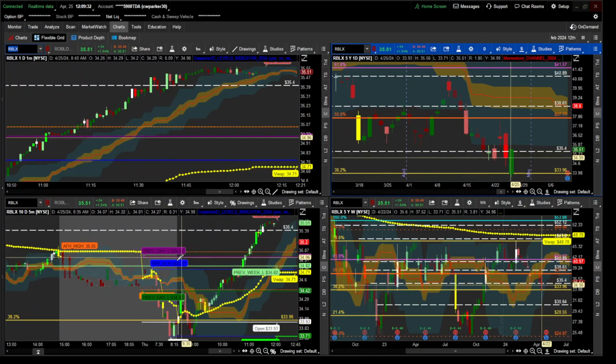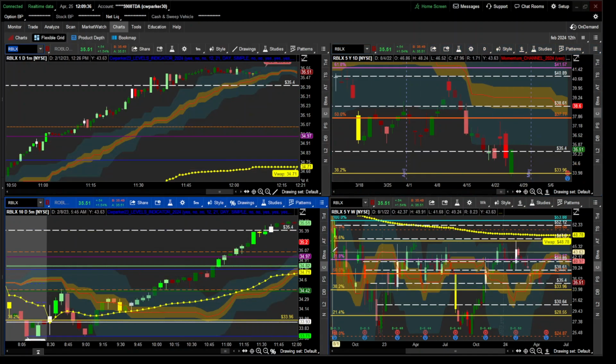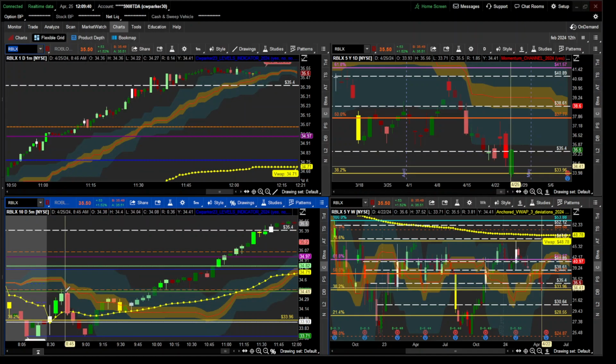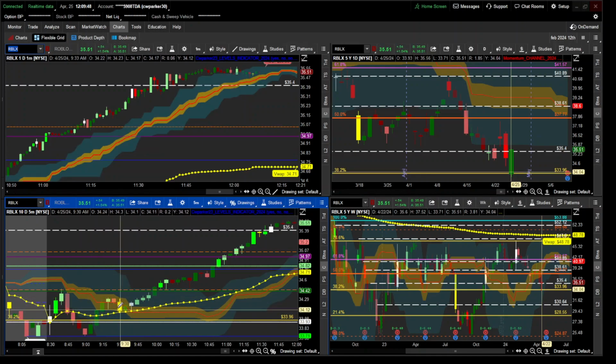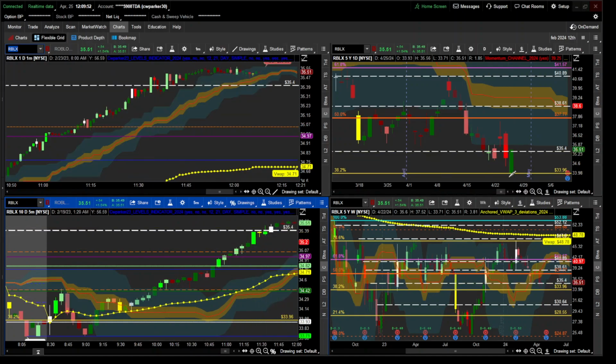33.71 all the way up to 35. I'm not sure what's going on. I don't see any news or anything for Roblox, but it's actually pushing above 35. And you can see how it came to the bottom of this channel right here. Got rejected, came below VWAP, came back into the channel, stayed within the mid part of the channel, and then just pushed up, and it's just been pushing up ever since.